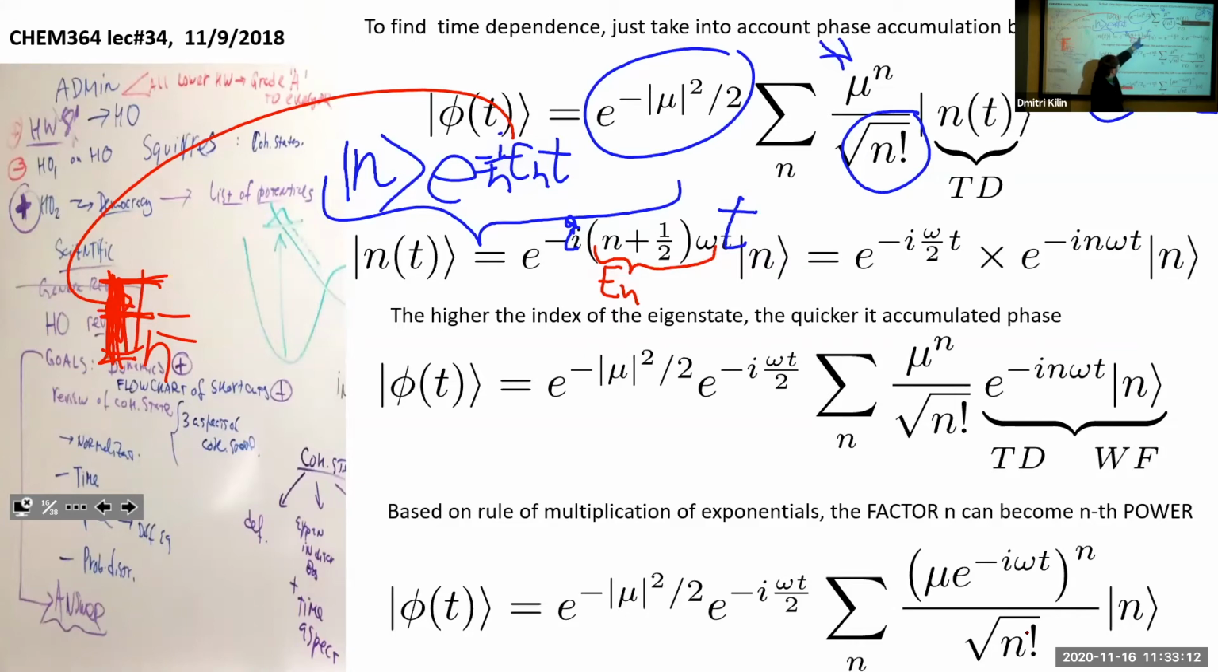So 1/2 is constant. I apologize for saying trivial things. And if we exponentiate a summation, it is a product of exponentials. So the factor of 1/2 can be put away from the exponential as a product, because it will be the same independent of what n is. And then the rest is minus i n omega t, minus i n omega t.